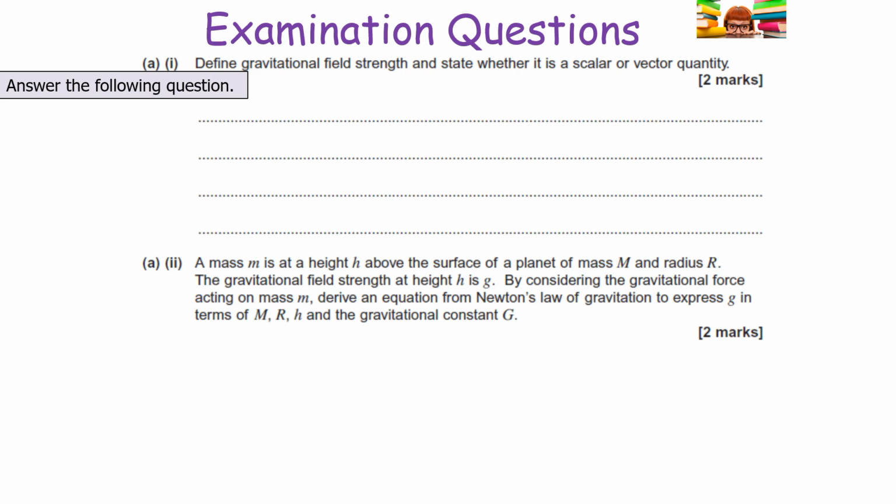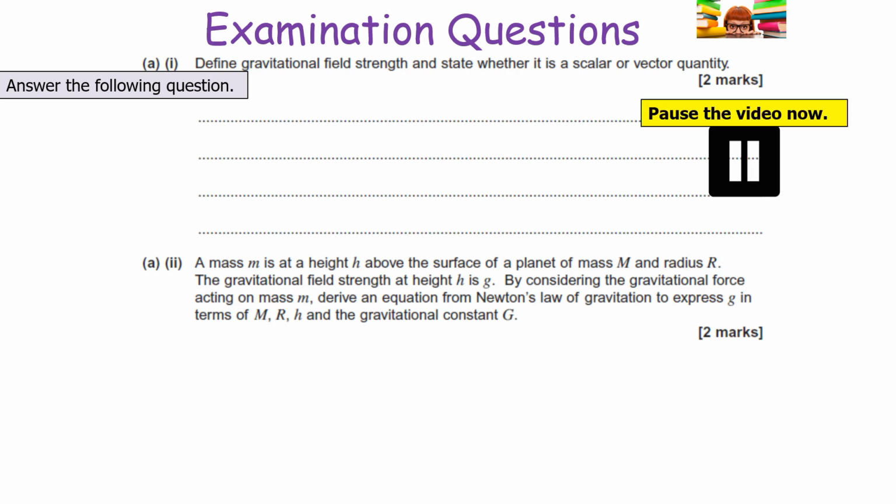Define gravitational field strength and state whether it's a scalar or a vector quantity. And then, a mass m is at a height h above the surface of a planet of mass M and radius R. The gravitational field strength at height h is g. By considering the gravitational force acting on mass m, derive an equation from Newton's law of gravitation to express g in terms of big M, big R, h, and the gravitational constant big G. So pause the video now, then unpause the video when you want to go through your answers.